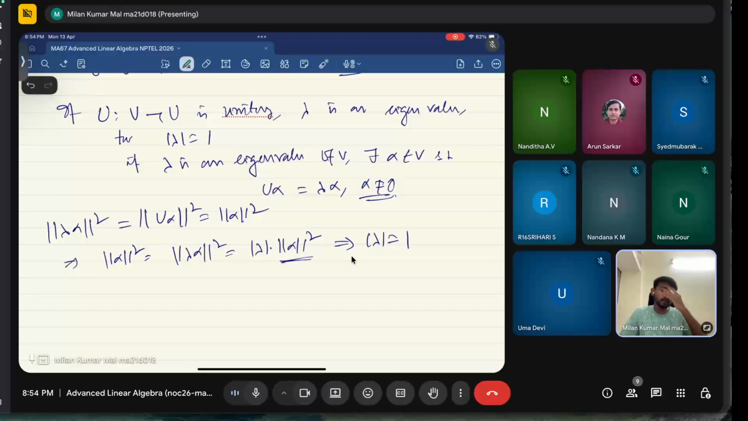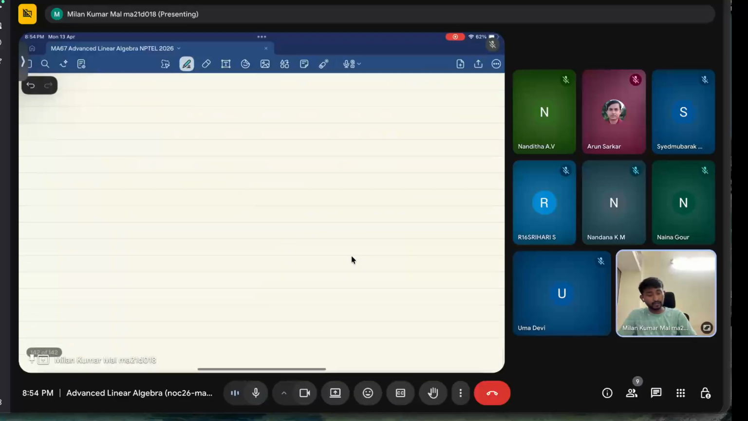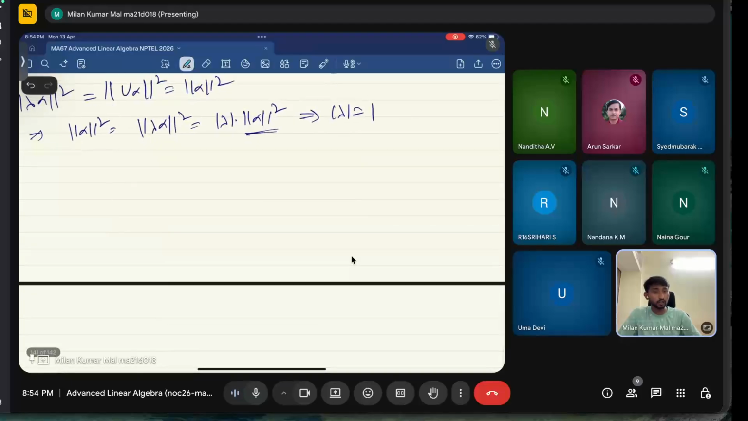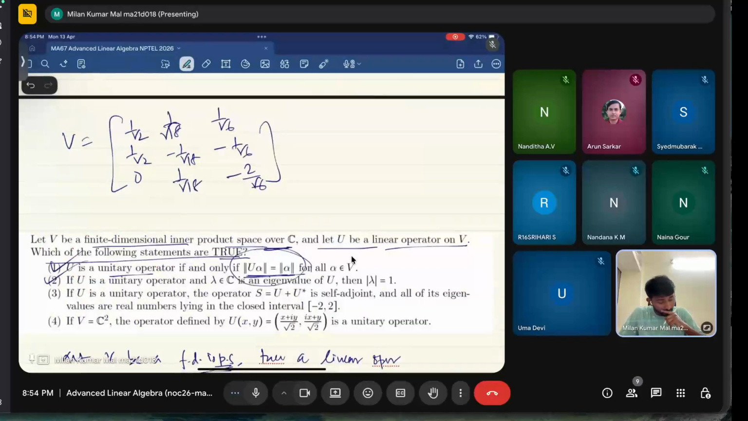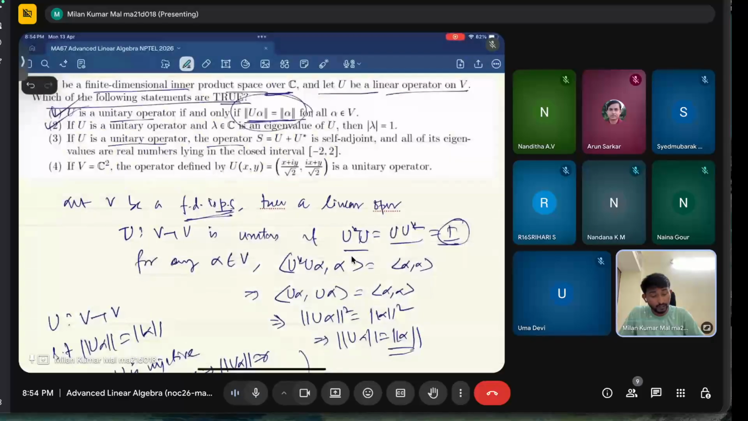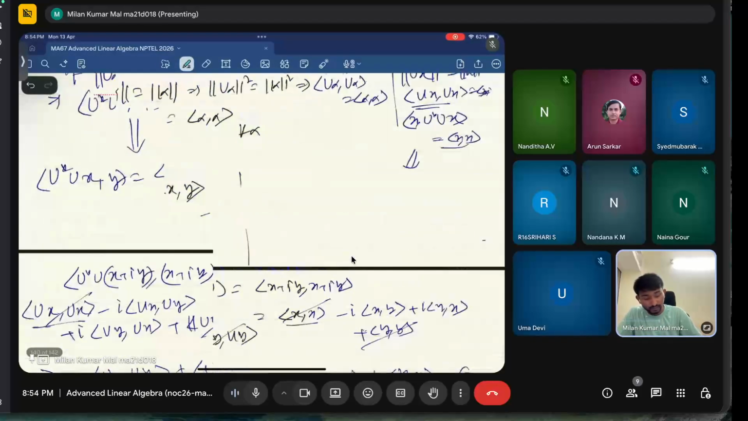So that means all the eigenvalues of unitary matrices are actually of modulus 1. What was the third option? So the second option is actually correct. I think here all the options are correct. I have tried to construct these questions, taking all the questions from Hoffman-Kunze and trying to give new questions. If u is a unitary operator, then the operator s equals to u plus u star is self-adjoint and all its eigenvalues are real numbers lying in the closed interval minus 2 to 2. This is a very difficult question.